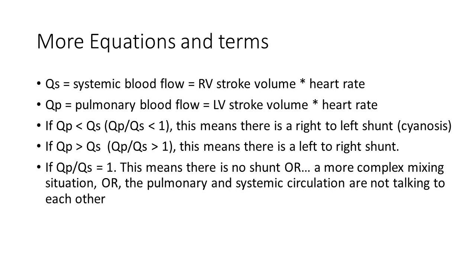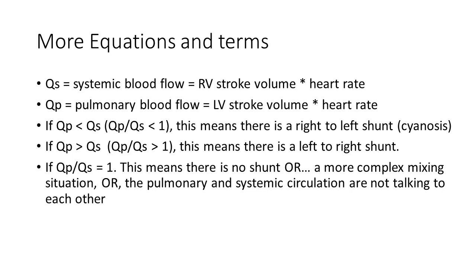So if QP is less than QS, so the ratio QP-QS less than 1, it means there's a right to left shunt in cyanosis. Think about that. We're going to cover that in later lectures. If QP is greater than QS, or the ratio QP-QS more than 1, means there's a left to right shunt. If QP over QS is 1, means there's no shunt.